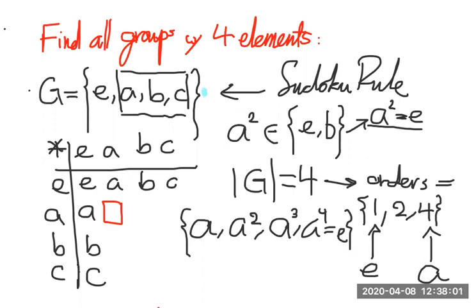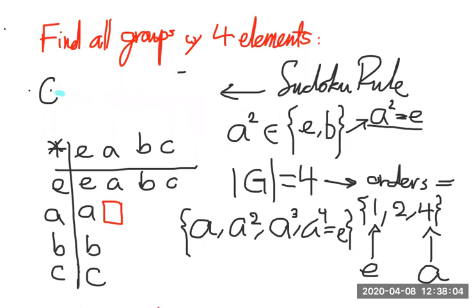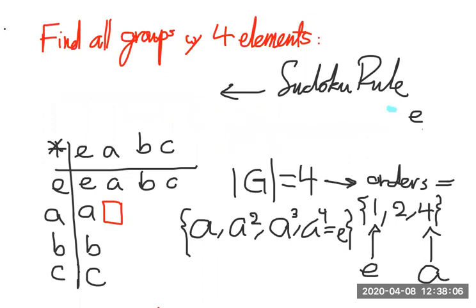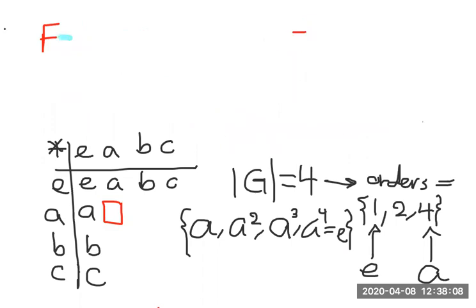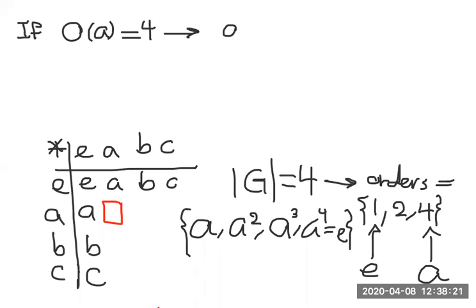So let me erase here. Maybe even this one. So if the order of A is 4, I claim A, A squared, A cubed, and A to the 4th, which is E, are 4 different elements.